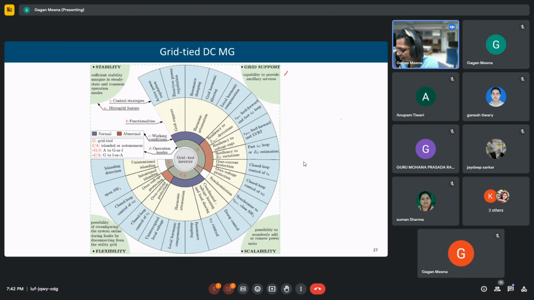The last is flexibility. So there is a possibility of reconfiguring the system online during faults by disconnecting from the utility grid. During faults, this microgrid can operate in isolation and still supply the load. It can also help in the reconfiguration of the system so that the power flows will be redirected and the load can still be supplied.